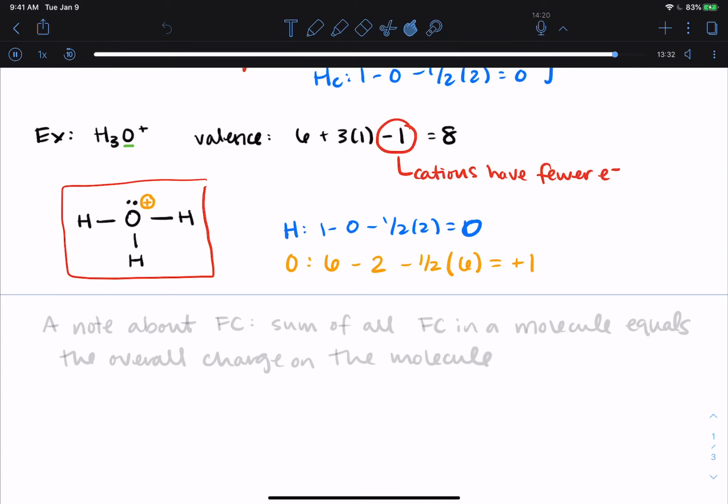And then one note that I want to leave you with at the end of this video is just a note about formal charge that will help you in cases where you have multiple atoms with formal charges in a molecule. This is that the sum of all formal charges in a molecule equals the overall charge on the molecule. So if you are unsure if your formal charges are correct, this is one of the ways that you can check them.